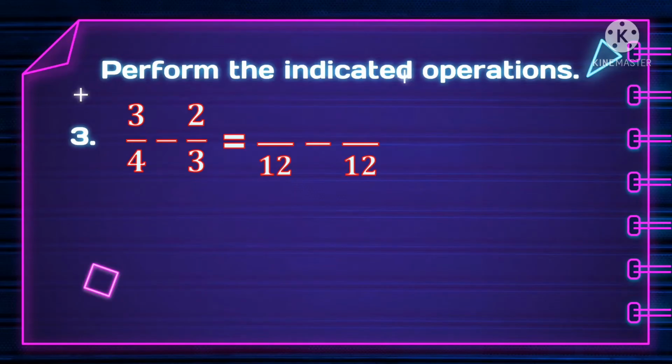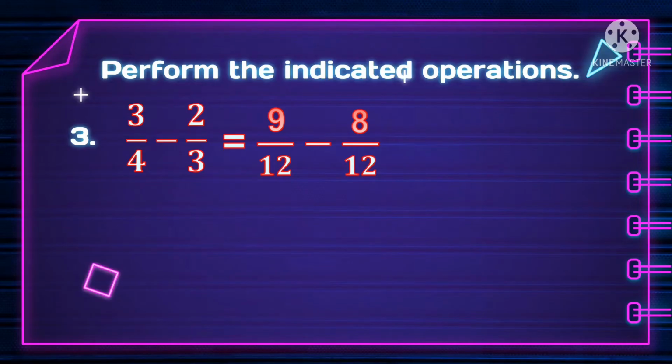Okay, so 12 divided by 4 is 3. Then multiply natin sa numerator. So 3 times 3 is 9. So 9 is the new numerator. Okay, next. Dito naman sa ating subtrahend, 12 divided by 3 is 4. Then multiplied by 2. 4 times 2 is 8. So this is now the new numerator for 2/3. So the equivalent fraction of 3/4 is 9/12. And the equivalent fraction for 2/3 is 8/12.